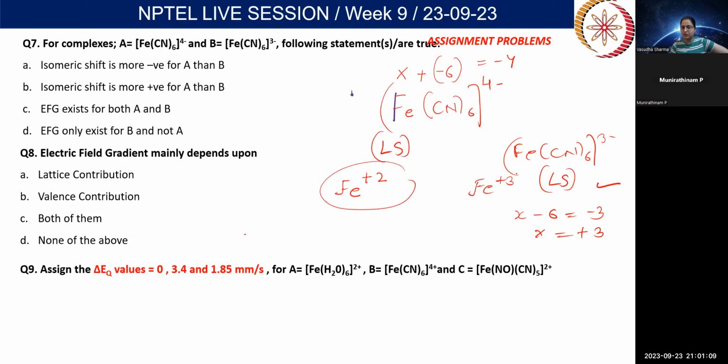Now, which one is going to have more negative? Just read the A and B statement and let me know which one is true. More negative. The Fe CN6 is more negative, ma'am. Which one? Fe 4 minus, A, plus 2 or 3? B? Fe plus 3 oxidation state. Fe plus 3 oxidation state having more negative. So if it is more negative isomer shift, is there any option of more negative for B?